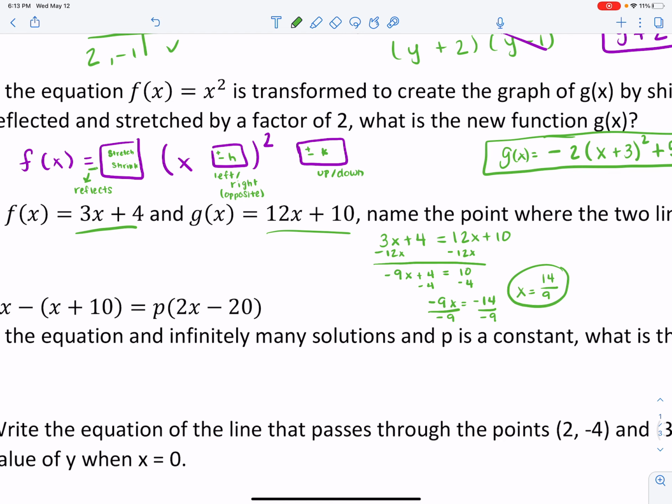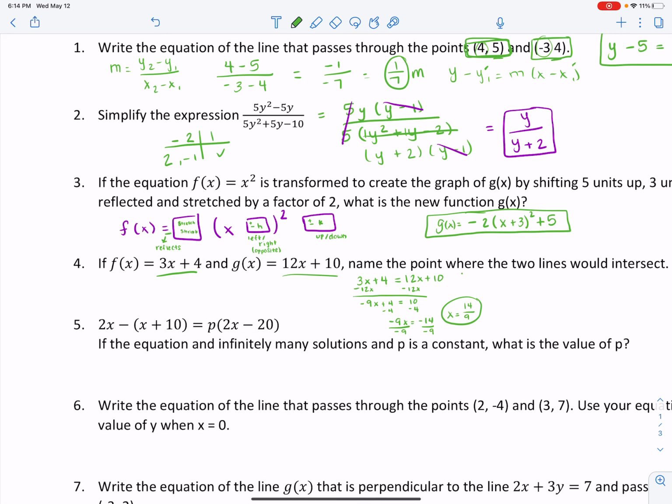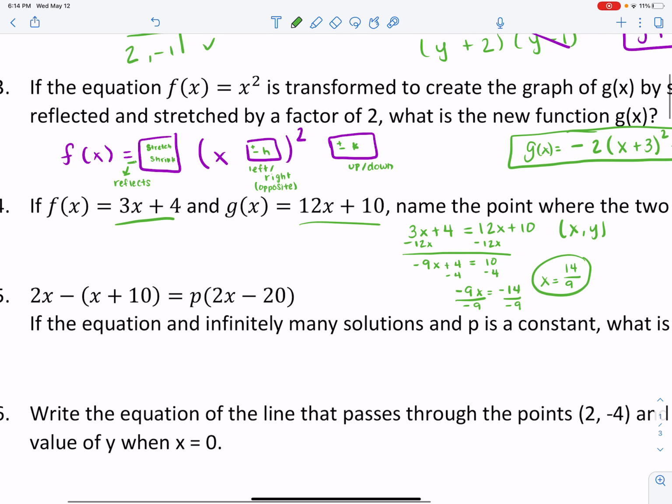All right, so then in order to find the y value, because we want the point, so if we want to name the point, that's the xy coordinate. Well, I know the x value, so let's find the y. You're going to find the y by plugging this x value in for one of the original equations. So I'm just going to plug it into the first one. So I have 3, instead of x, I have 14 over 9, plus 4. So 3 times 14 over 9 is the same as 3 times 14, which is 42, divided by 9.